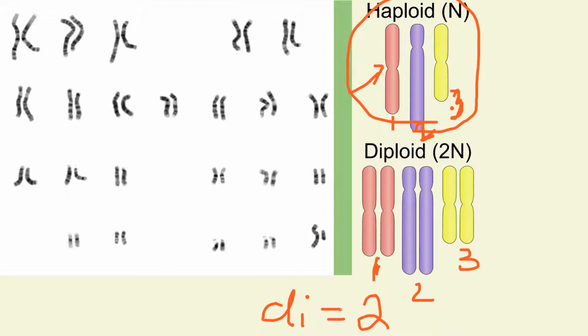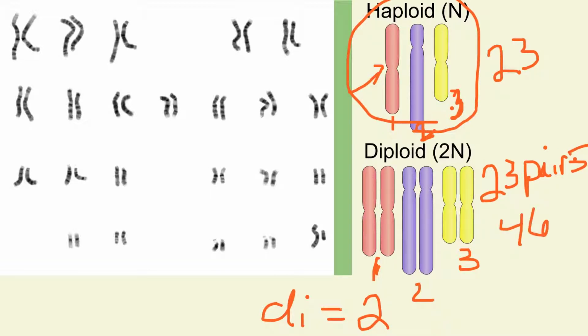So math wizards, here you've got 23 chromosomes. Here you've got 23 pairs, and as my math wizards are already figuring out, 46. So you've got 46 chromosomes.